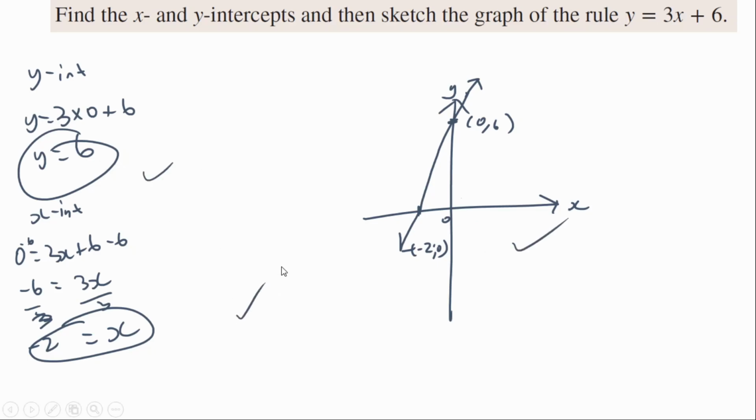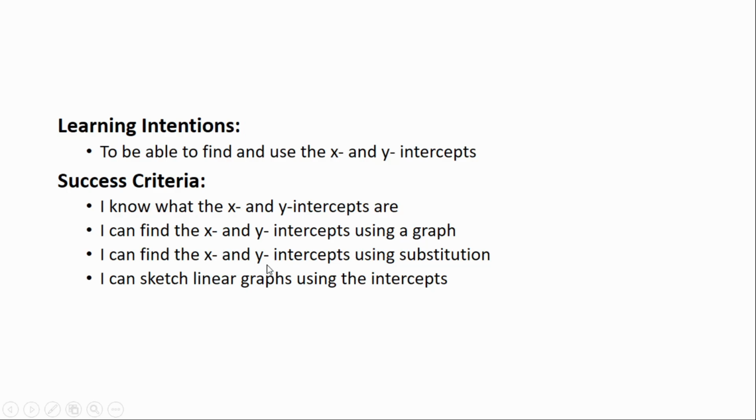Alright, so that brings us to the end of this video. Hopefully by now you guys know what the x and y intercepts are, can find the x and y intercepts using both a graph and substitution, and can sketch linear graphs using the intercepts.